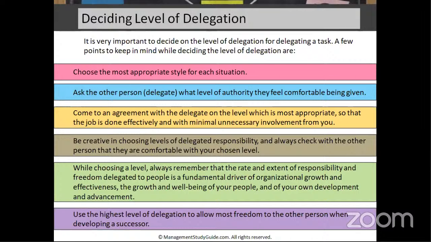Be creative in choosing levels of delegated responsibility and always check with the other person that they are comfortable with your chosen level. While choosing a level, always remember that the rate and extent of responsibility and freedom delegated to people is a fundamental driver of organizational growth and effectiveness, the growth and well-being of your people, and of your own development and advancement. Use the highest level of delegation to allow most freedom to the other person when developing a successor.